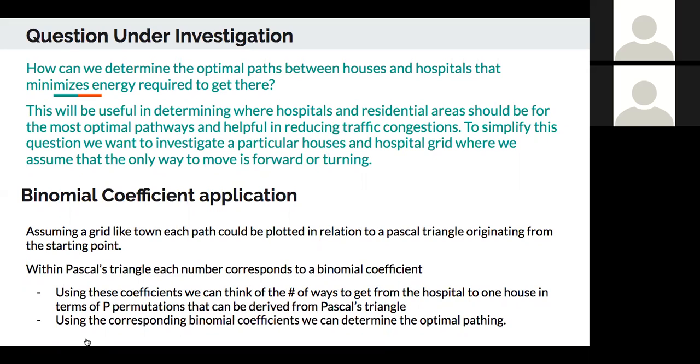For each pathway from a house to a hospital, the number of ways to get there could be thought of as the number of permutations based on the number of rows and columns that the pathway takes in the grid. Thinking of these in relation to a Pascal triangle, the number of pathways can be shown using binomial coefficients. With this grid-like town, each pathway could be plotted in relation to a Pascal triangle originating from a house or a hospital. In this case, we're considering it from a house. Using these coefficients, we can then determine the optimal pathing.